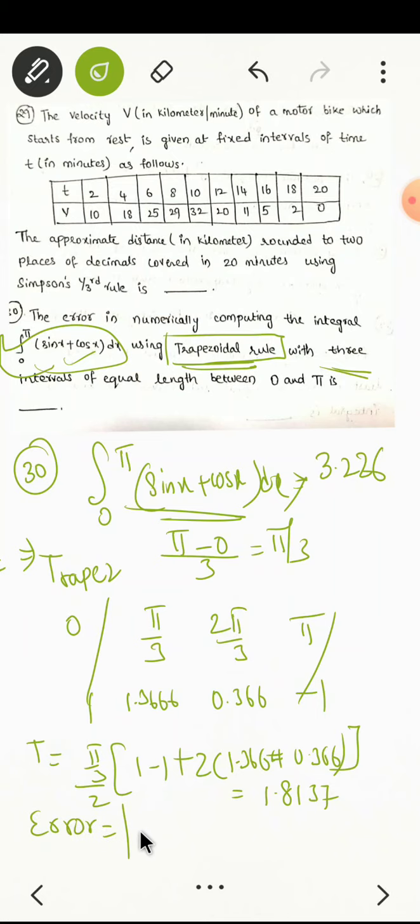Error is equal to the exact value, that is 3.266, minus the trapezoidal rule value 1.8137. So upon solving, what will you get? 1.2817. So we are getting it as approximately 2, so you have to fill in here as 2. Thank you.